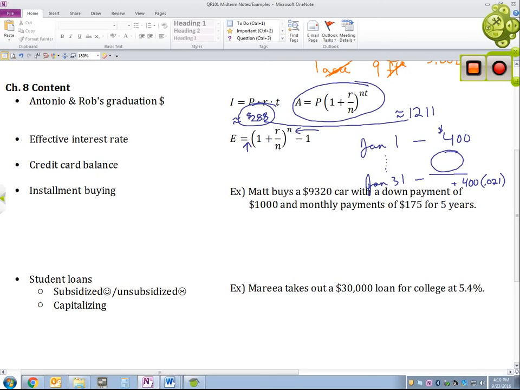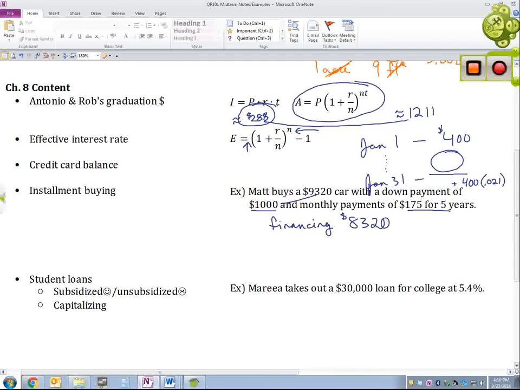All right, so we've got Matt buying a car, $9,320. The down payment is $1,000, and monthly payments are $175 for 5 years. Okay, first of all, how much is he actually financing? In other words, how much is he getting a loan for and then paying interest on? Well, that's going to be the difference of these two numbers. Okay, so he is financing $8,320. Okay, now we also need to figure out what's the finance charge, what's the APR, how much is this costing him total. Okay, a few different things there.